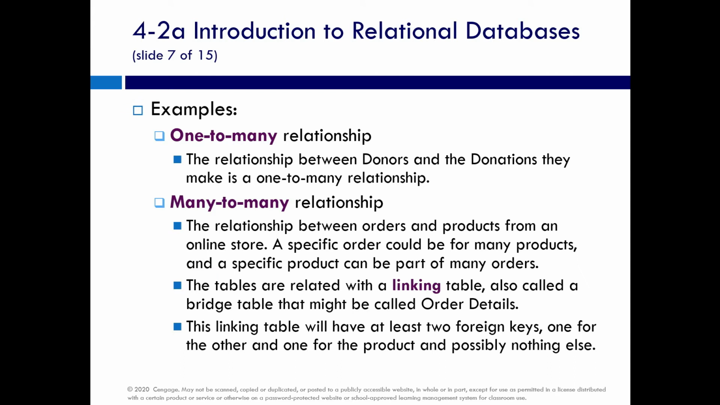Examples. One-to-many relationship: the relationship between donors and the donations they make is one-to-many. Many-to-many relationship: the relationship between orders and products from an online store. A specific order can have many products, and a specific product can have many orders. The tables are related with a linking table, also called a bridge table, that might be called order details. This linking table will have at least two foreign keys, one for the order and one for the product, possibly nothing else.